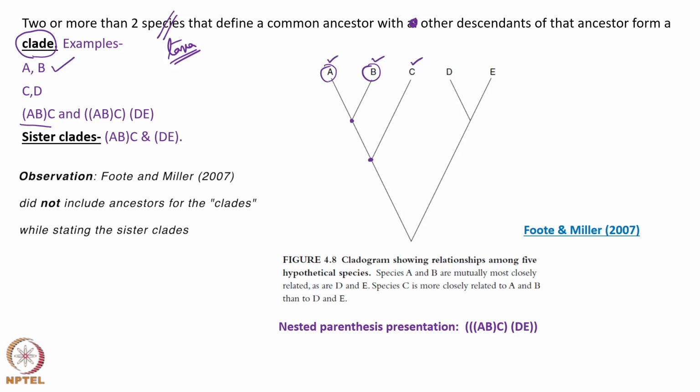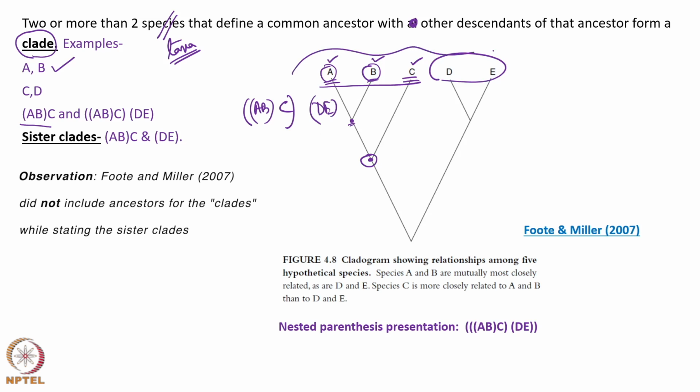The way to write by bracket is that since A and B come from a common ancestor, I can write AB and then bracket. Then I write C here, they come from a common ancestor, so I can close the bracket. Similarly, at the other side I can write D and E within brackets, and all A, B, C, D, E come from a common ancestor, therefore, everything can be put inside a bracket, and this is the presentation here.